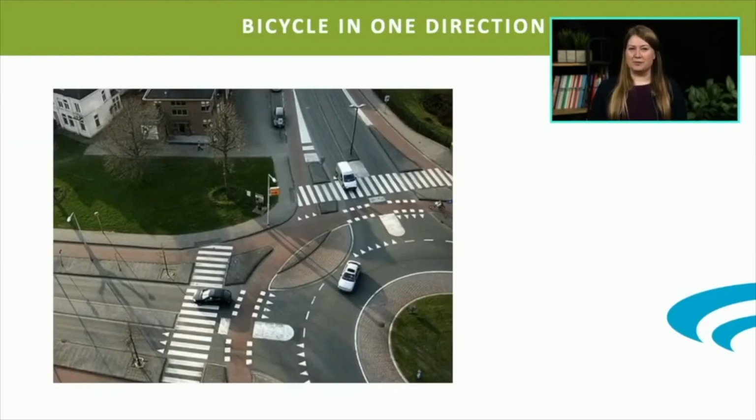So the first principle is to have the bicycle in one direction. So that's the safest option. The bicycle goes in the same direction as the car, so the car driver knows to expect a bicycle on the right side and not on the left side. I will talk to you in a minute about what you do if you have a two-directional bicycle facility, but you really want to have a one-directional bicycle facility.